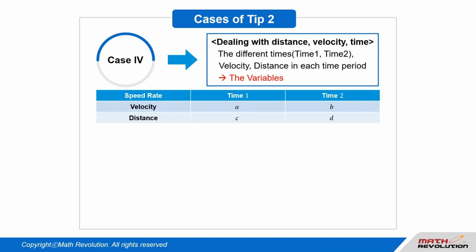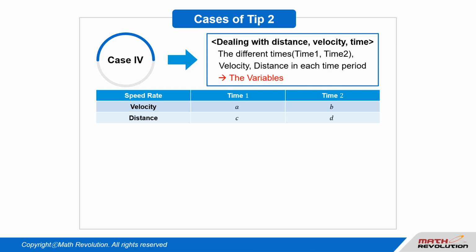Case 4. Now let's look at an example dealing with distance, velocity, and time. The variables would stand for the different times, time 1 and time 2, and the velocity and distance in each time period. The separated 2x2 table can be made as below. In speed rate questions, the answer is C if 1 person is traveling and the answer is E if 2 people are traveling.